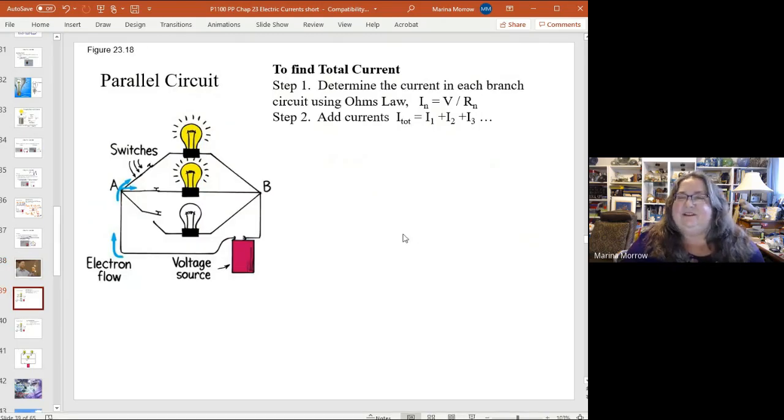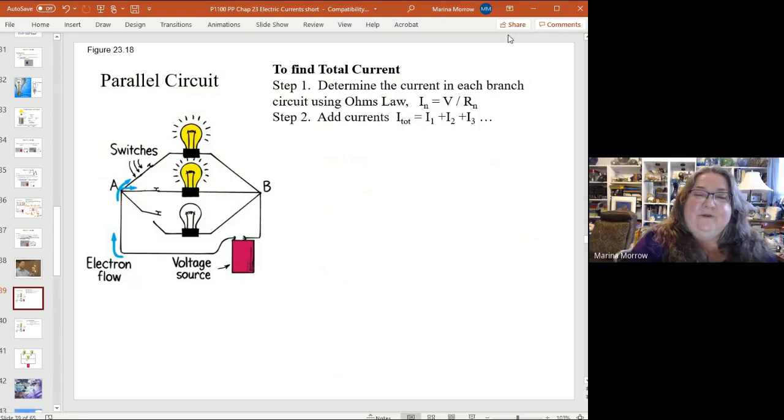Okay, so there are two different ways I'm going to show you to find the total current. One is to determine the current in each branch using Ohm's law. And then you add those currents up. And that's one way I like to do it, because often as a physics student, I didn't just need to know the equivalent current or the equivalent resistance and stuff like that, as we'll learn. You needed to know what was going on in all the parts of the circuit. So this way I learned that pretty fast.